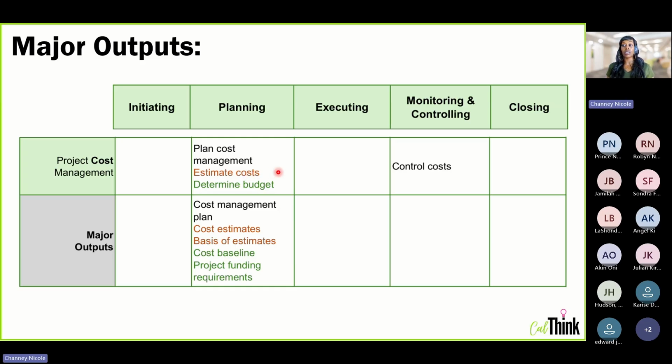Estimate cost, again, is going to give you that basis of estimates and also your cost estimates. So basically, whatever you estimated for the cost of each activity and materials on your projects. Determine budget is the last planning process. That's going to give you your cost baseline and project funding requirements.